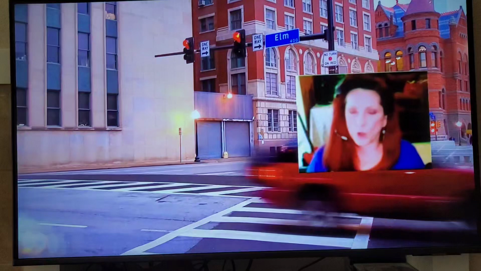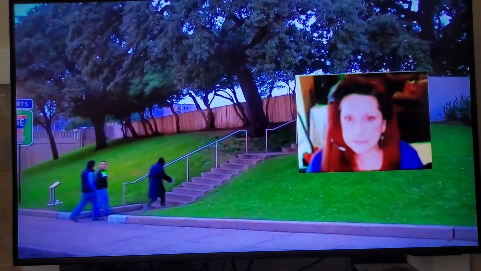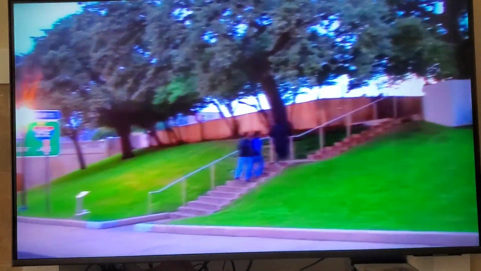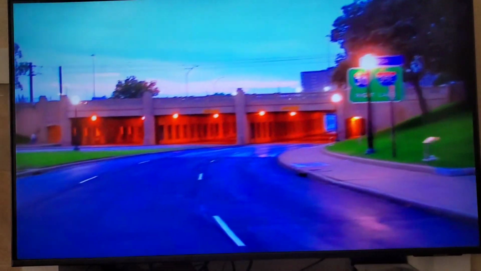Like most people, when you think about the shots from the right and from the front, what's the front? Where's the front? The front is not the grassy knoll. So if you don't know where the front is, then you don't know where the shot came from.